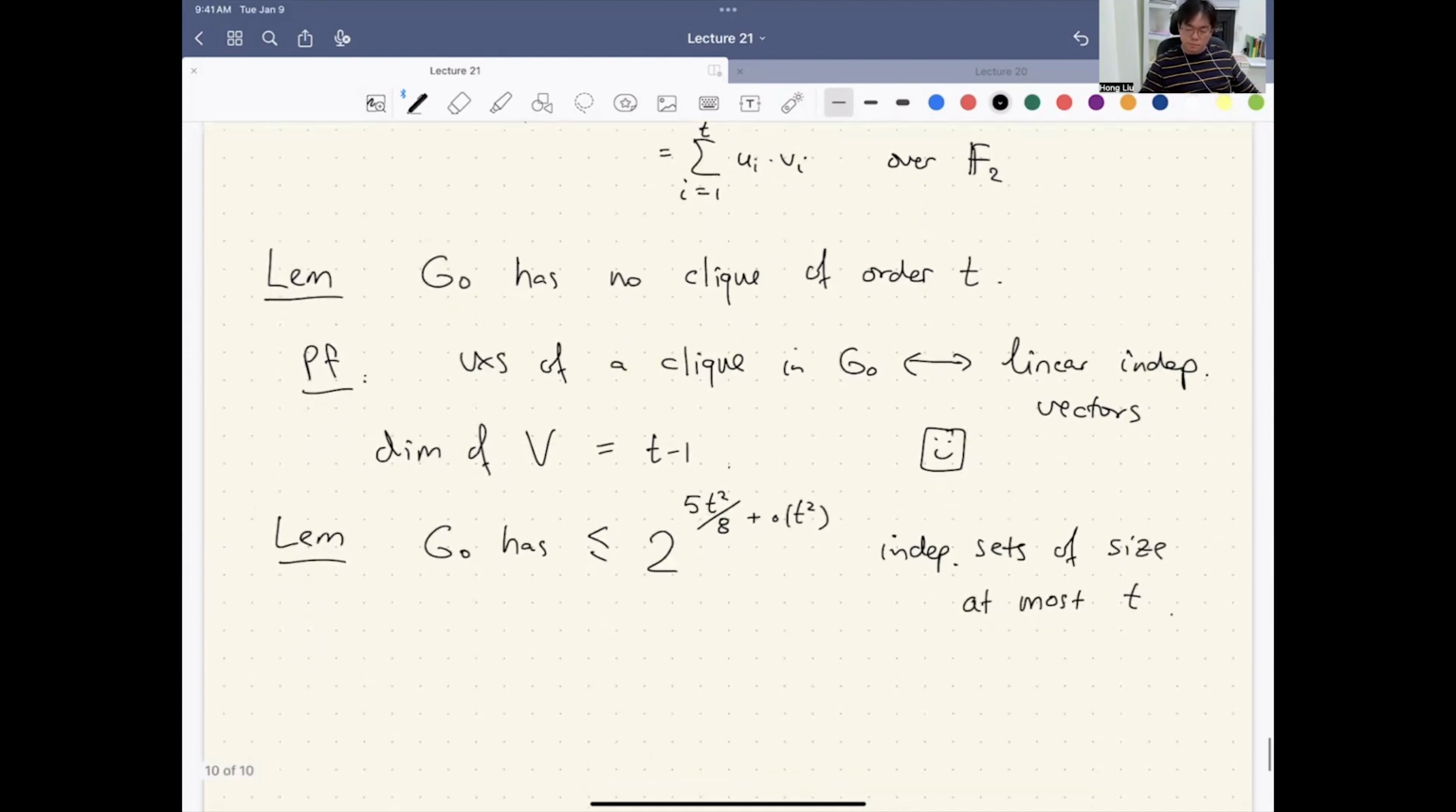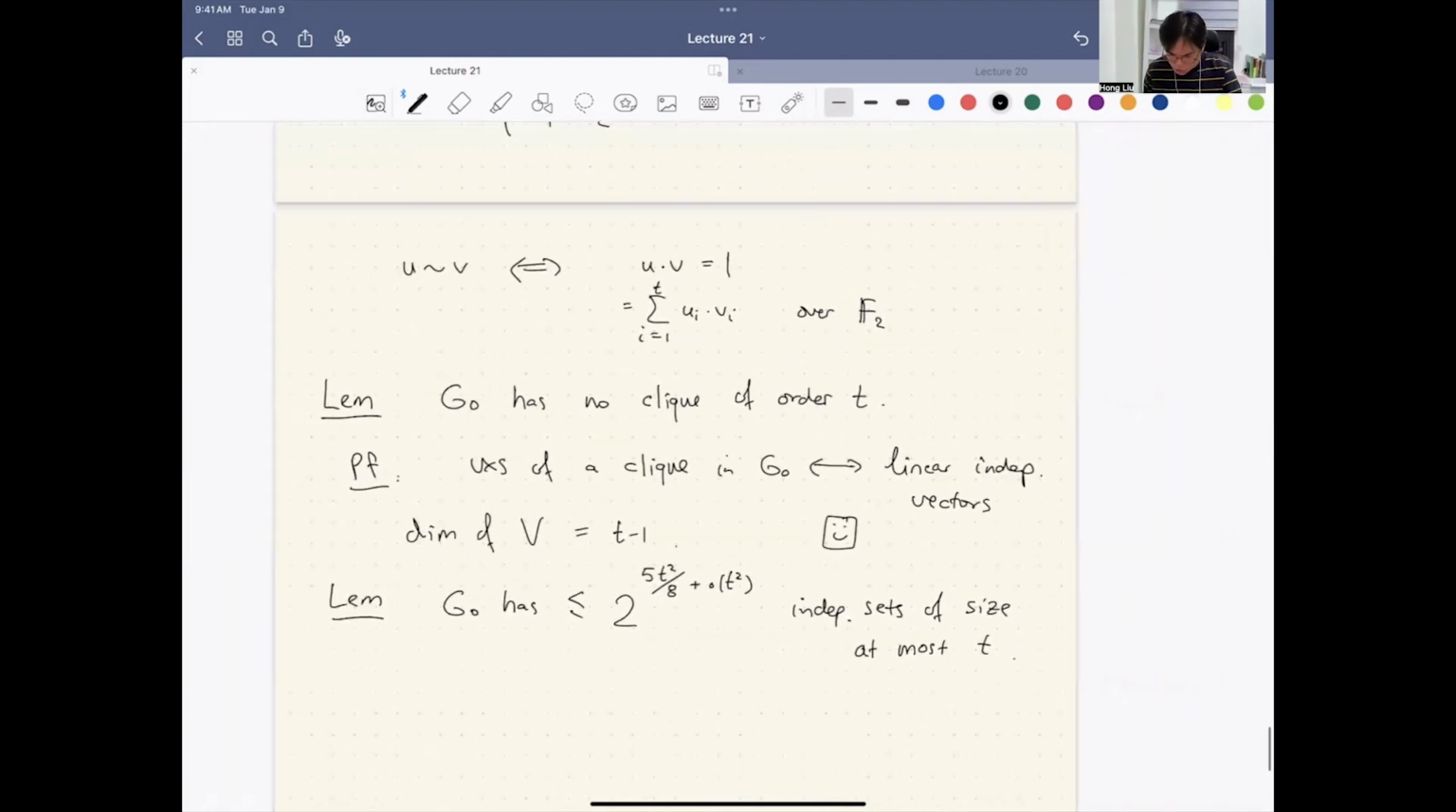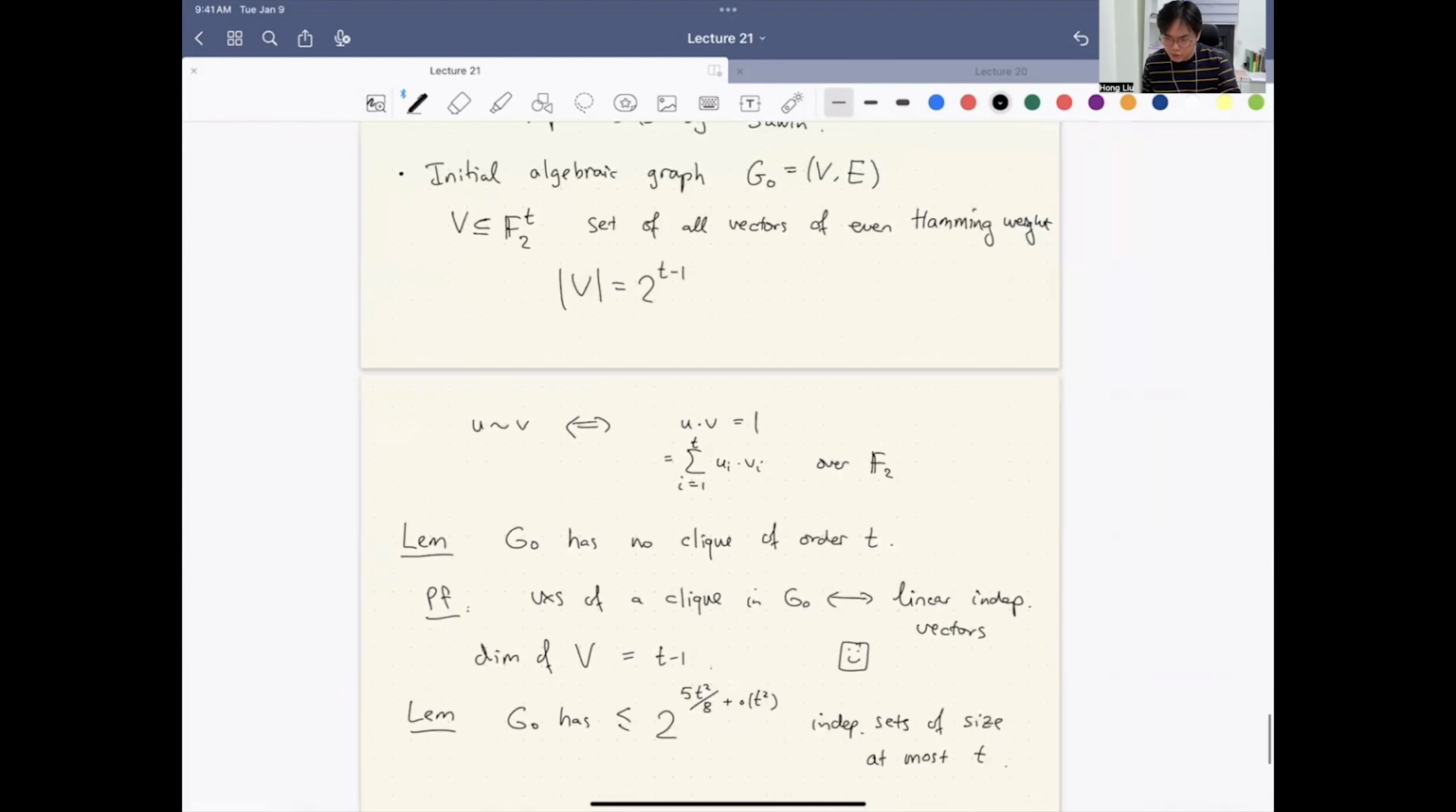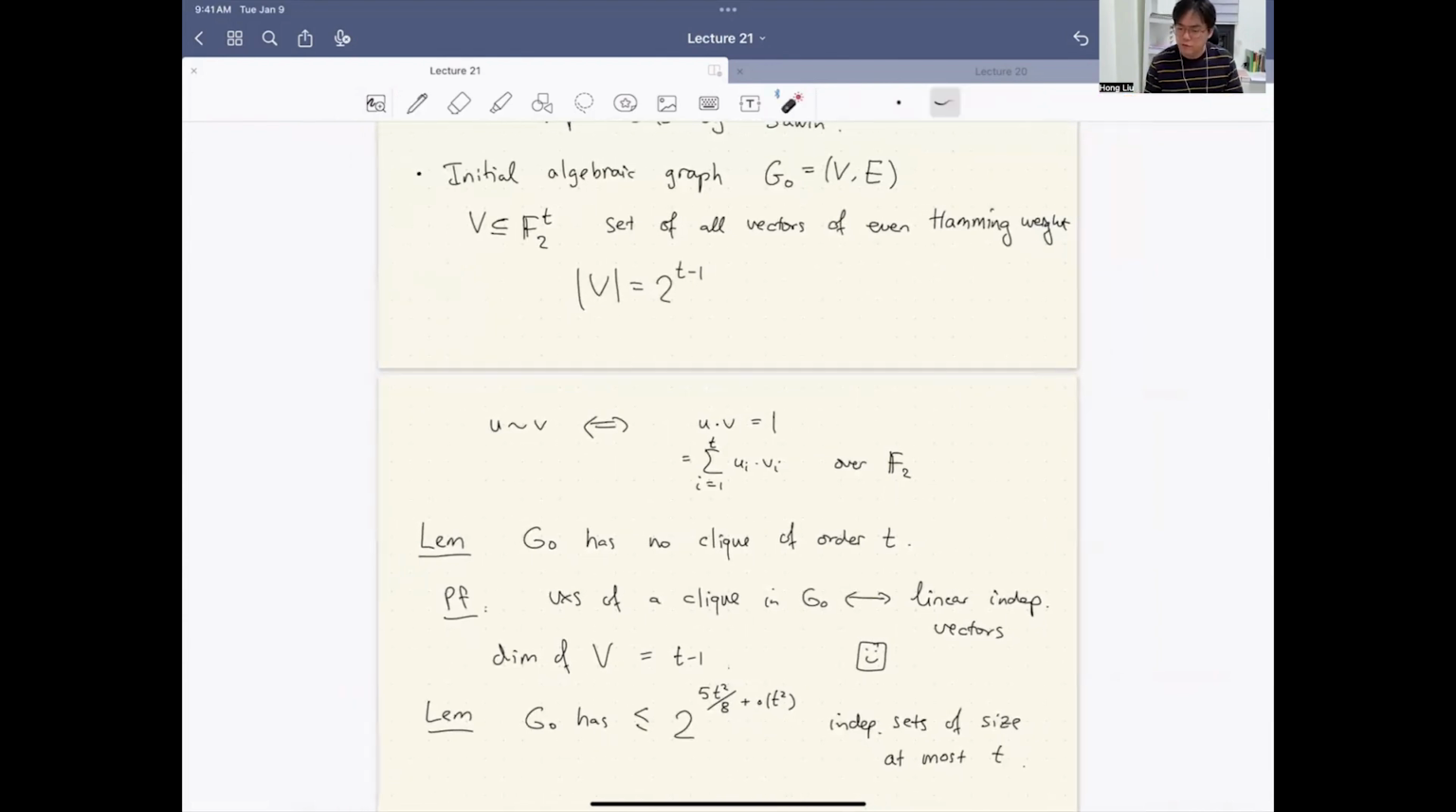Okay. I'll skip the proof. So the initial structure is a very simple algebraic graph. Vertices are length t binary vectors with even weight. Adjacency if they are not orthogonal, so their inner product is 1.